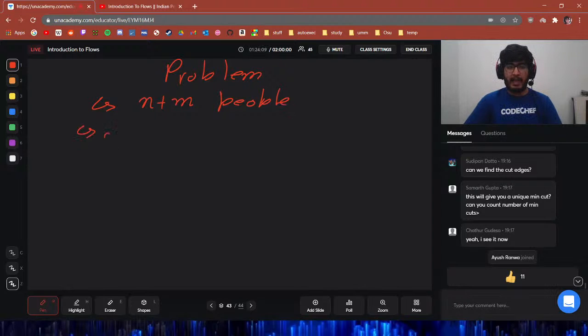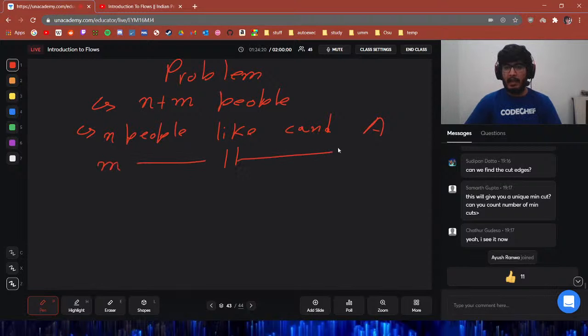Out of which n people like candidate A, and m people like candidate B. So there is going to be an election sort of. N people like candidate A and M people like candidate B. And out of these n plus m people, there are also going to be friendships.